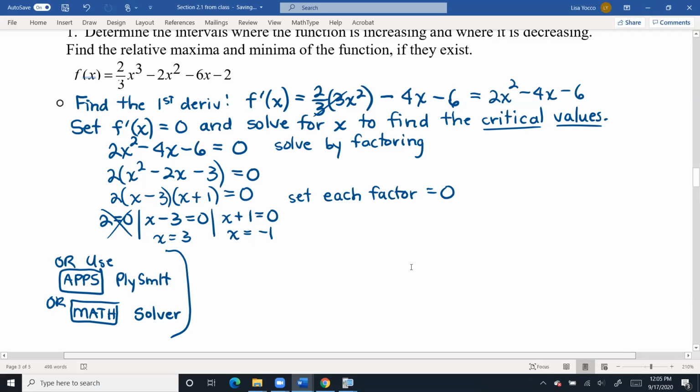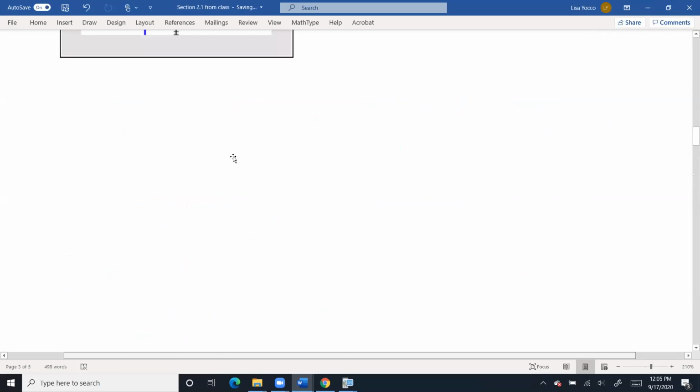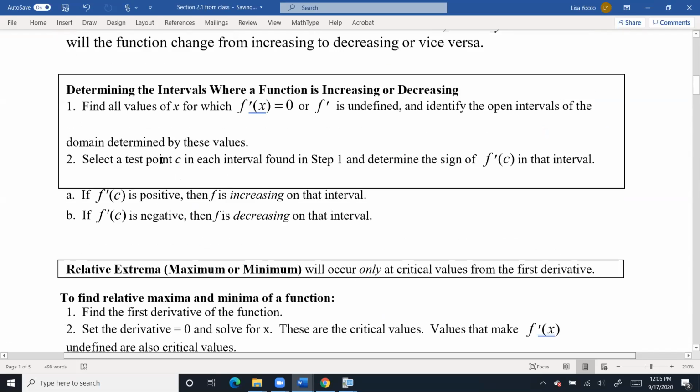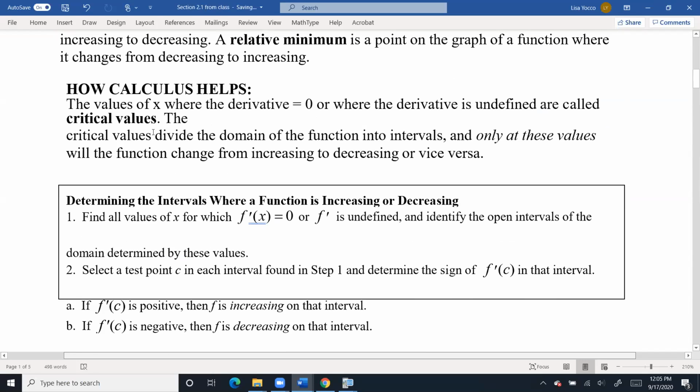Okay. All right. So I've done the first thing, which is to find the critical values, and so I'm up here. Formatting is really messed up.